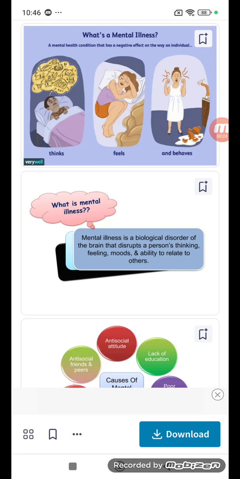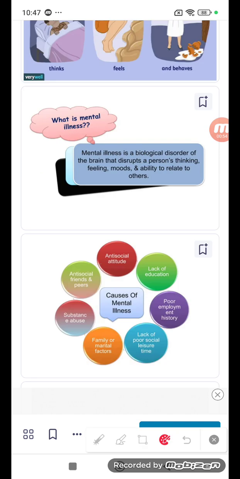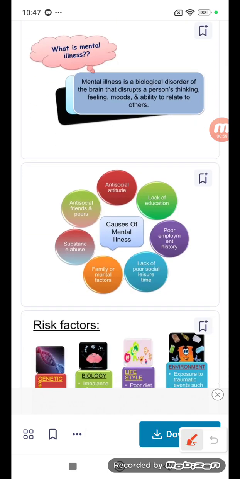Mental illness is a biological disorder. The brain disrupts a person's thinking, feelings, moods, ability, and other characteristics. When these characteristics develop in the body, that is called mental illness. It means negative thoughts, negative feelings, irritation, and behavioral irritations. When this type of characteristic develops in the body, it is considered a mental illness.